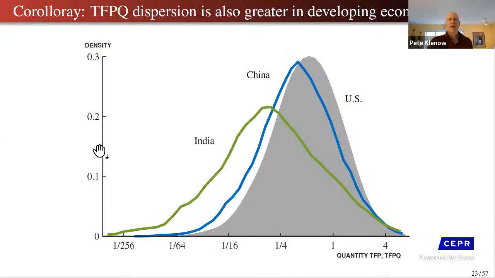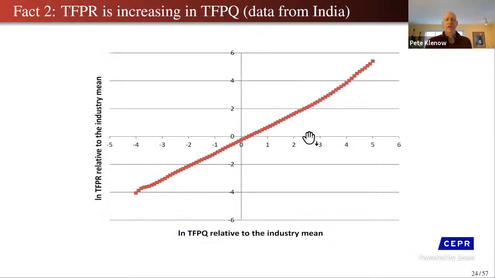Okay, so there's more TFPQ dispersion in India than in China and the US. I won't talk about that much more. I want to talk about a couple other things. Fact 2 is TFPR is increasing in TFPQ, and more so in developing countries. So in India, we found a really steep relationship. This is TFPQ of the plant relative to the mean.